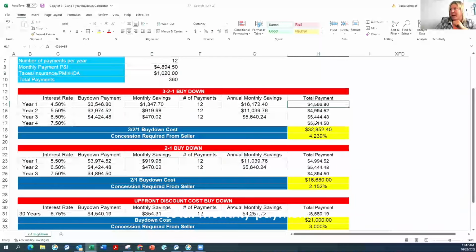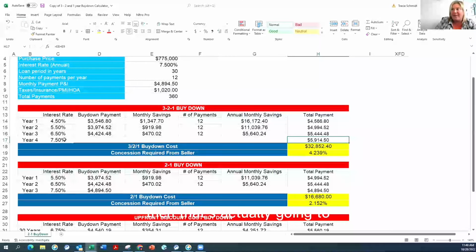Now, the goal is that interest rates go down over the next few years. If they go down, let's say in the next 2 years, and it's better than what your current market rate is, that's going to allow the client to refinance before this buy down period ends. People are asking me, what happens with that money that we put into that account at the beginning from the seller?